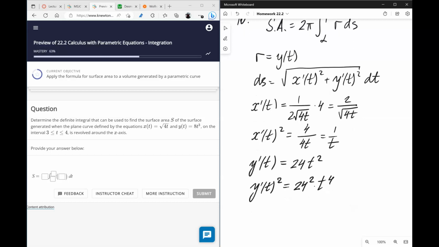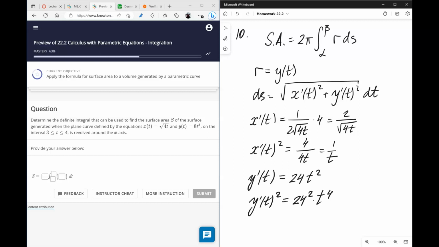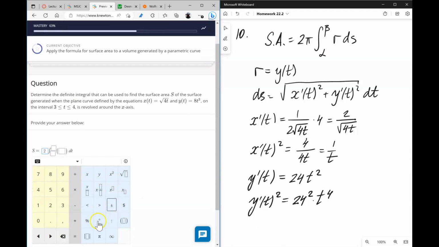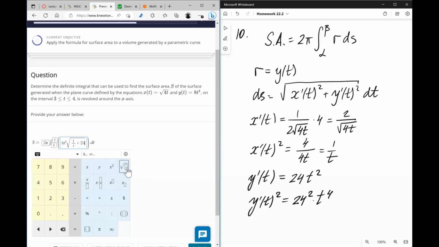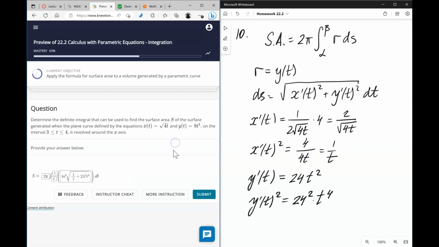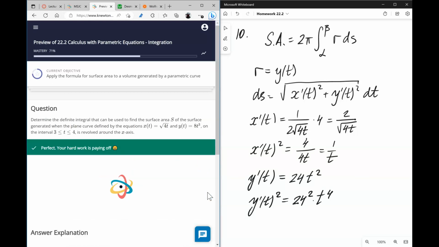And to set up this integral, we're going to write 2 pi. The limits are from 3 to 4. And we're integrating y of t, which is 8t cubed, times the square root of derivative of x squared plus derivative of y squared. That should be the setup.